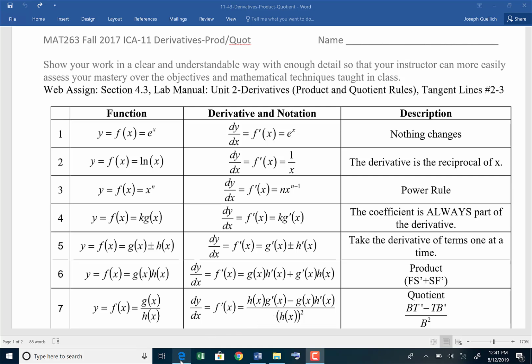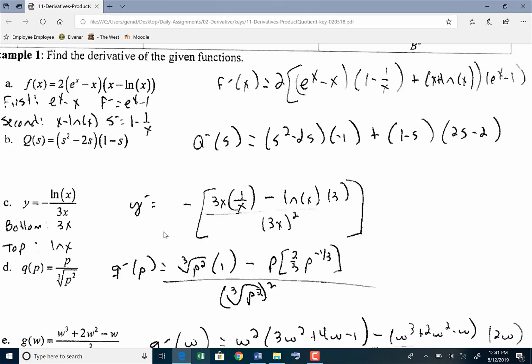Let's look at answers to a couple of these examples. Our first one, a product rule, and what I've done for this one is I've actually spelled out what is the first function, what is the second function. I do get some students to think the 2 is the first function, but there is no x there. There's no variable with that 2. It is a coefficient, and the coefficient is always a part of the derivative. It always is there. So the first function, e to the x minus x, what's the derivative of that?